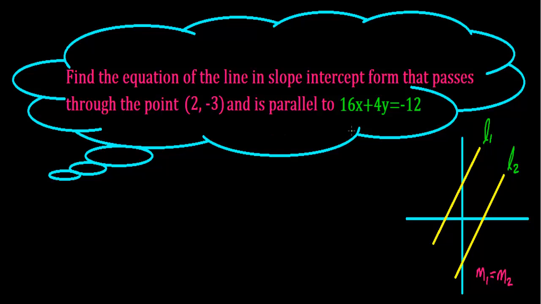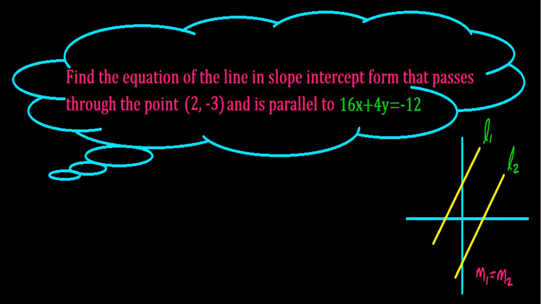I need another piece of information from this line, because I know that if they're parallel, as we said in the previous video, their slopes have to be equal. So I need to know what the slope is along with the point so I can find its equation. Here they gave me the equation of a line, but notice this equation is not in slope-intercept form.